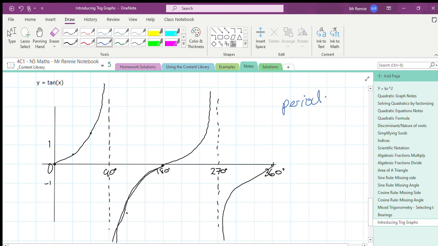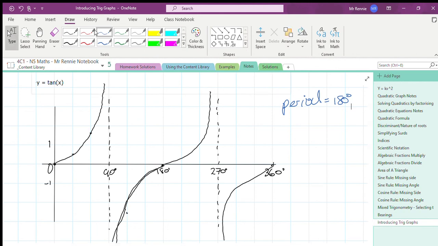So its period this time is actually not 1800, let me start again, it is actually 180 degrees this time, okay? Because if you look at the whole range from 0 to 360, there's actually two cycles of a tan graph in there. It repeats itself already in there, okay? So the period is 180 degrees.